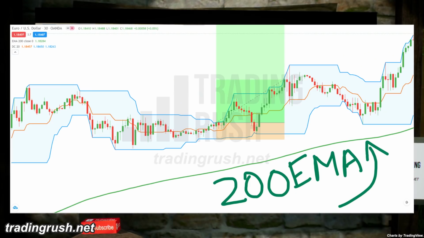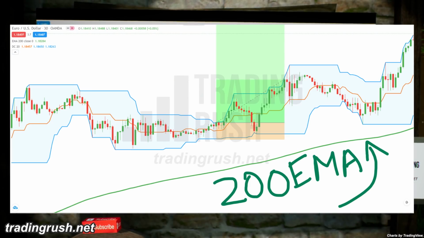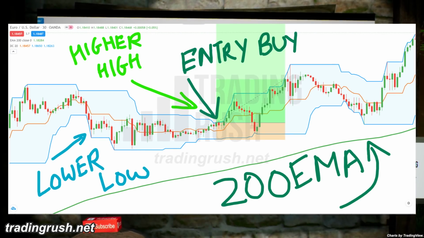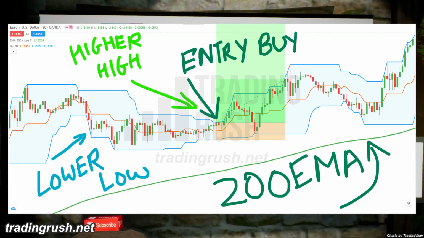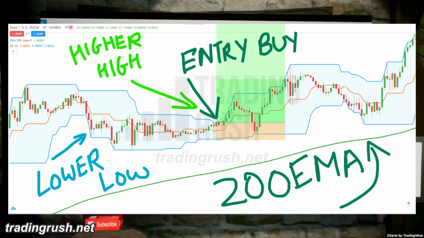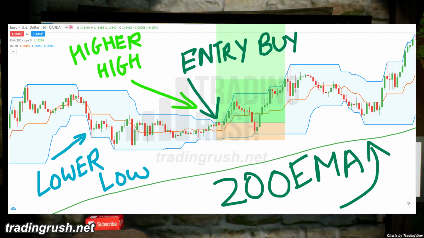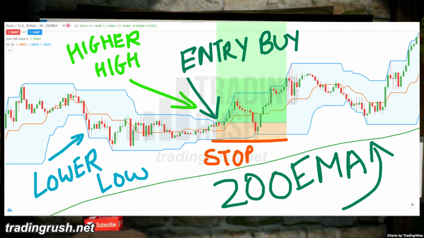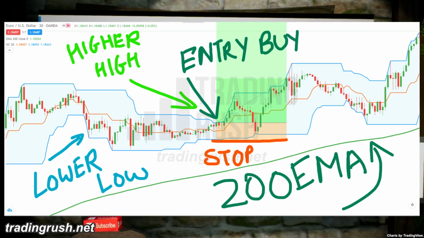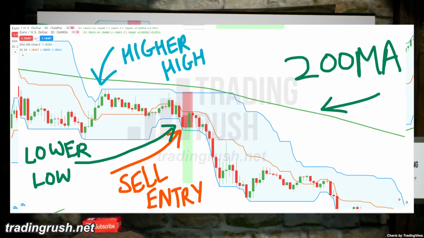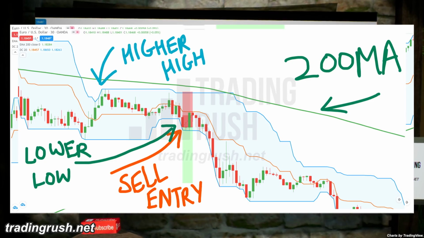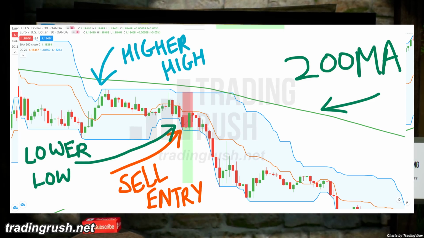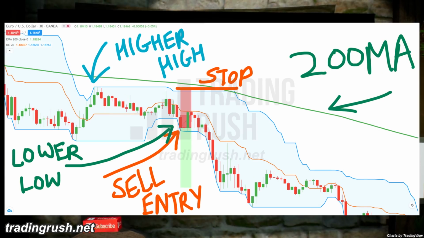Furthermore, in the new modified setup, the long entry signal is when the upper band makes a new higher high after the lower band had made a lower low. Since in an uptrend, price rarely crosses below the lower Donchian Channels band, set your stop loss just below the lower band. Similarly, when the lower Donchian Channels band makes a new lower low after the upper band had made a higher high, it is a sell signal. Set your stop loss just above the upper band.